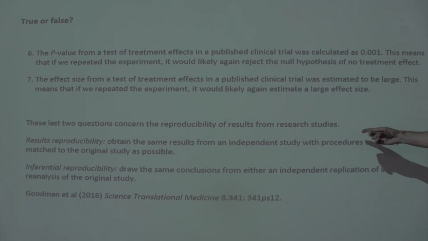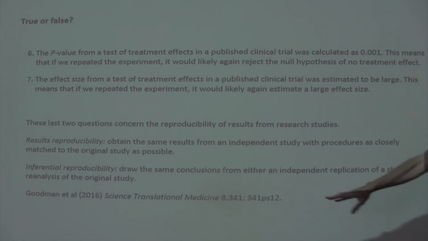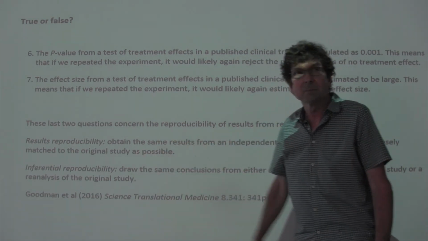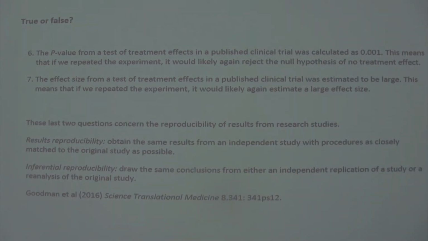So these two questions concern what is discussed a lot in the literature these days concerning the reproducibility of published results. And there are different definitions. I like Goodman's, where they sort of have two kinds of reproducibility. Results reproducibility is basically, you would get the same results if you carried out an independent study with procedures as closely matched to the original study as possible. Same results. Inferential reproducibility, you would draw the same conclusions. Those aren't exactly the same thing, although they seem kind of close.